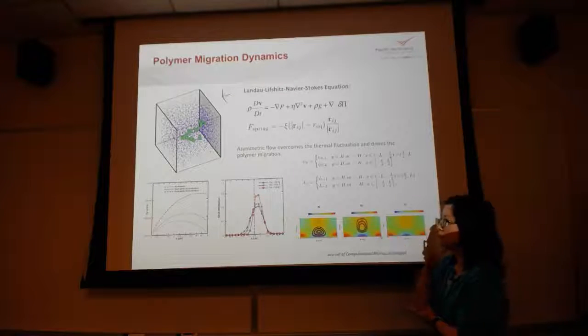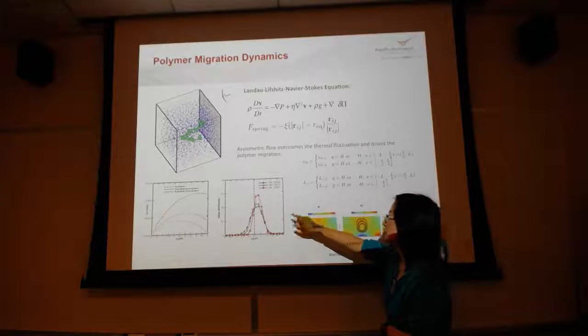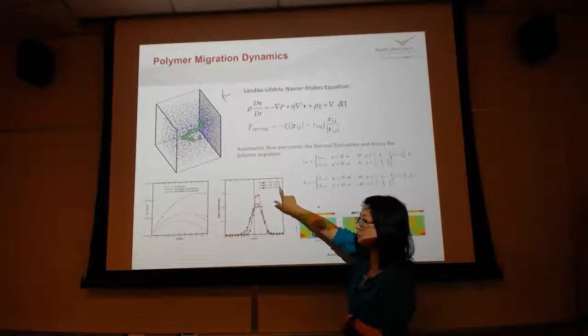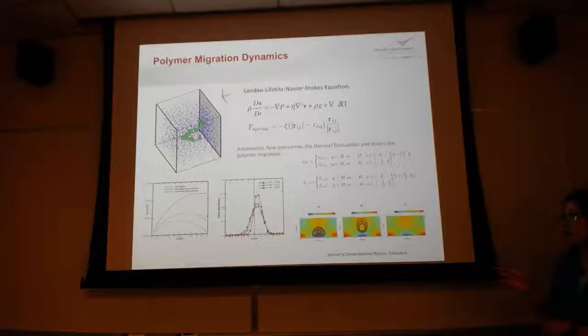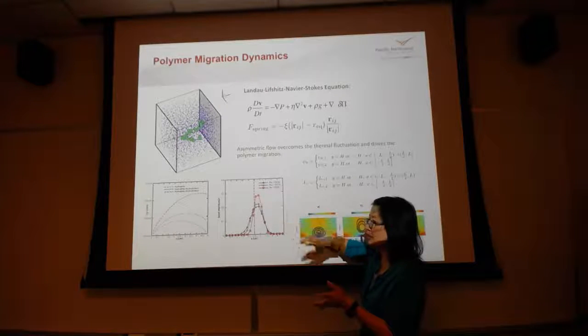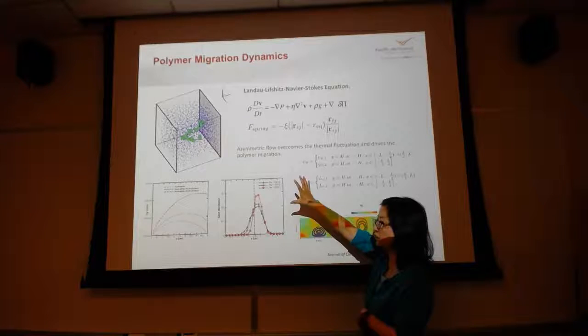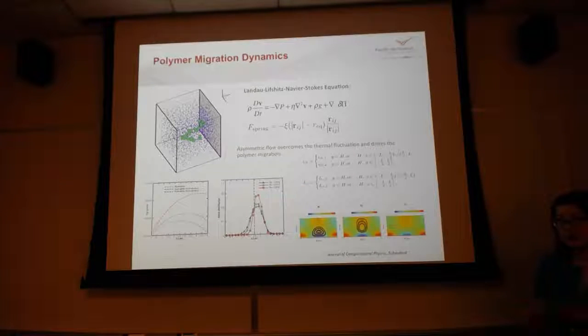So here we are asking, can we design some hydrodynamic condition so that we can control this polymer? Then we have the Peclet number, which is about the average flow relative to your thermal fluctuation or diffusion. You need to overcome this thermal fluctuation, then you can manipulate the migration of the polymer. So I'm trying to give you some motivation for why you need to capture thermal fluctuation.